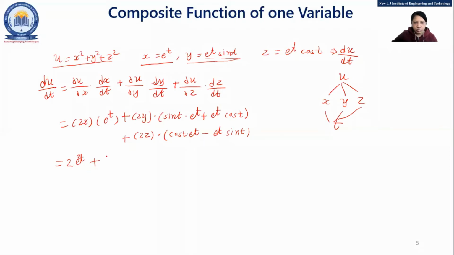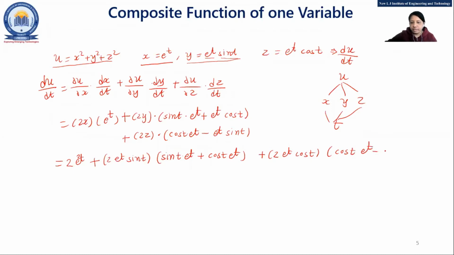So I'll put that 2 in a bracket, so it will be easy for us: sin t. Now this sin t, as it is, I'll write sin t into e raised to t plus cos t into e raised to t as it is, right? Plus, now I'll write here 2z. So 2 into e raised to cos t, e raised to t cos t plus cos t into e raised to t minus sin t into e raised to t.